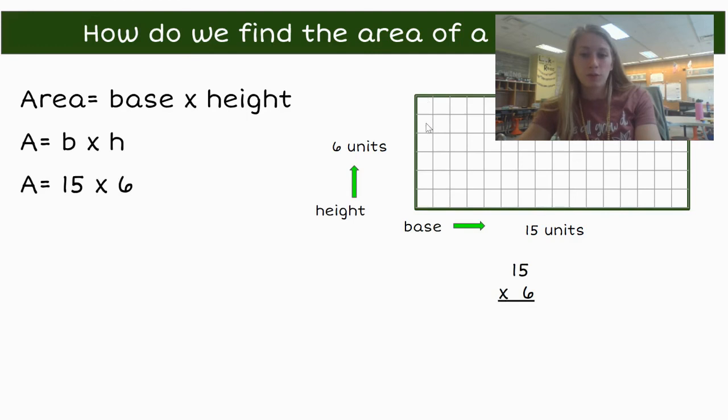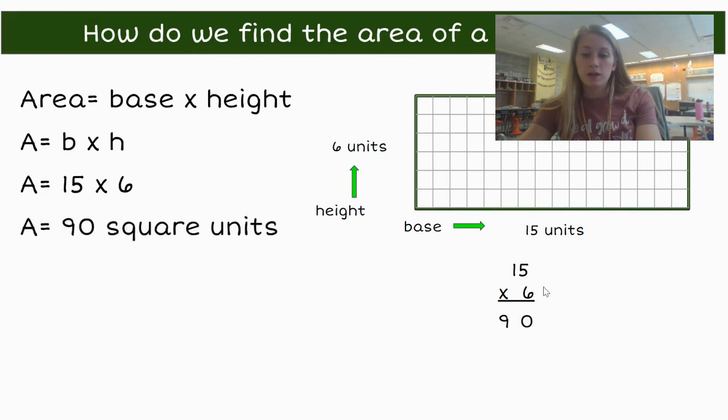So we know that if we have 6 here, we have 15 groups of 6. Remember, that's what multiplication means. I could also think of it as rows. I have 6 rows of 15 units going across. So when I think of groups of, that tells me I can multiply. So I'm going to take 15 times 6, and that'll tell me how many squares are all together on the inside of this shape. 15 times 6, we're going to have to multiply over on the side, and that gives us 90 square units.